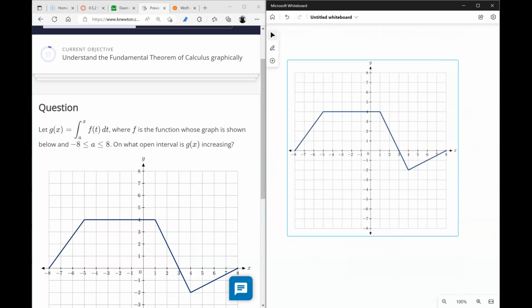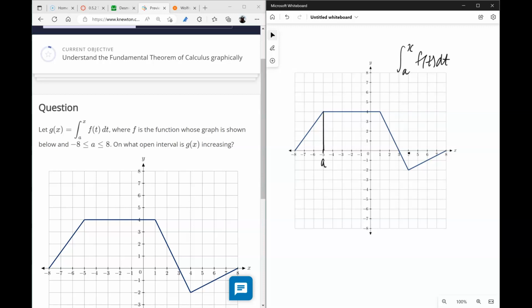If a is some number between -8 and 8, let's say this is my a. So this function, the integral from a to x of f of t dt, represents the area from here to whatever x is under the graph of this function.